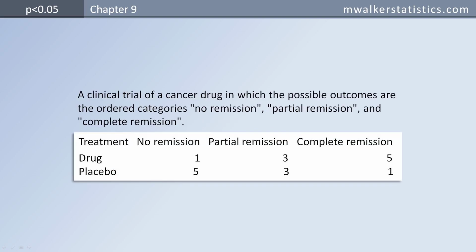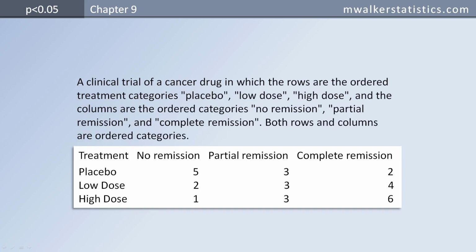Example 1. A clinical trial of a cancer drug in which the possible outcomes are the ordered categories: no remission, partial remission, and complete remission. Example 2. A clinical trial of a cancer drug in which the rows are the ordered treatment categories placebo, low dose, high dose, and the columns are the ordered categories no remission, partial remission, and complete remission. Both rows and columns are ordered categories.